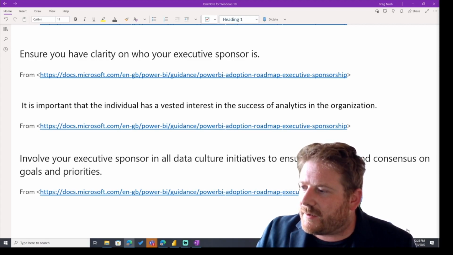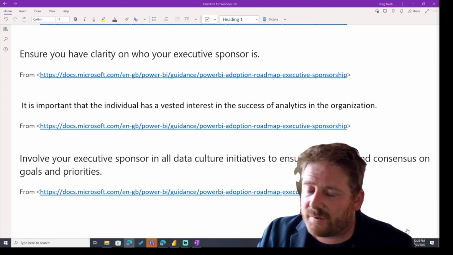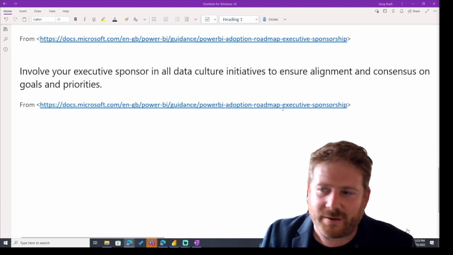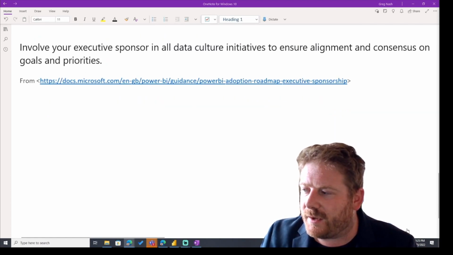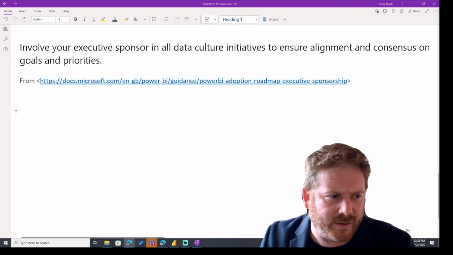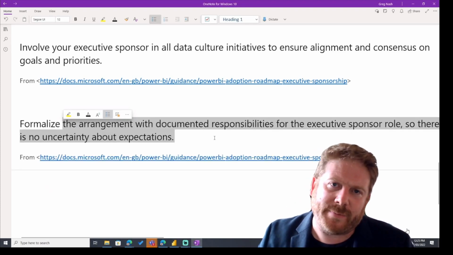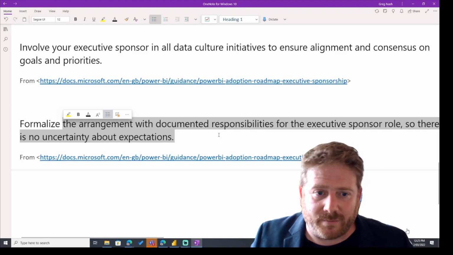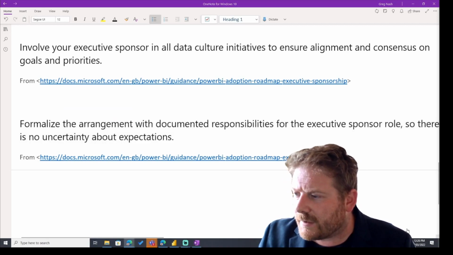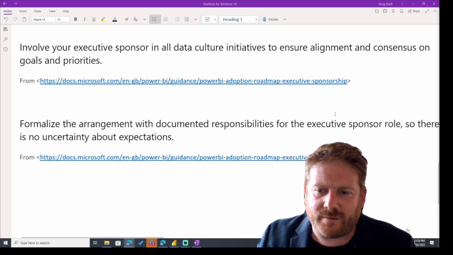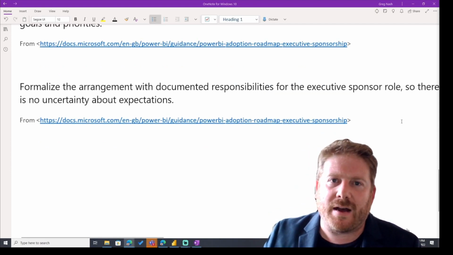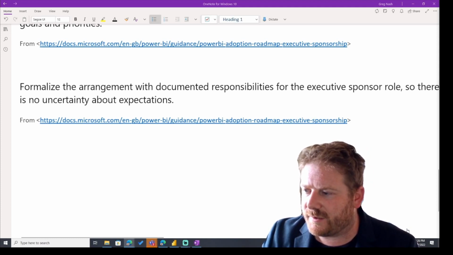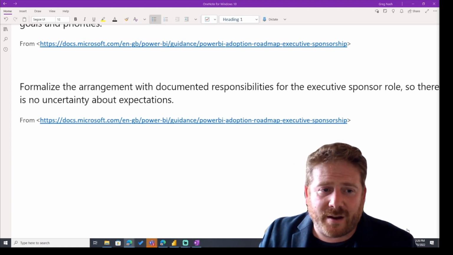Formalize the arrangement with documented responsibilities for the executive sponsor role. I don't know about necessarily, it depends on the culture of your organization and how much you document stuff, but formalizing what their roles and responsibilities are is really a good idea. It means they know what is expected of them as the executive sponsor of the project, and what's not expected of them, like what stuff they don't need to worry about. You can do a RACI chart or something like that if you want to formalize that. That should be part of introducing the whole concept to the executive sponsors if you're having those initial meetings.